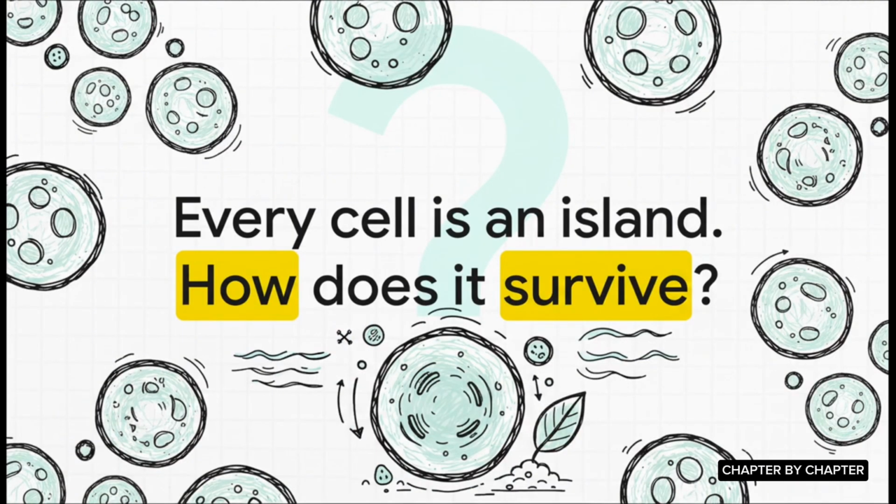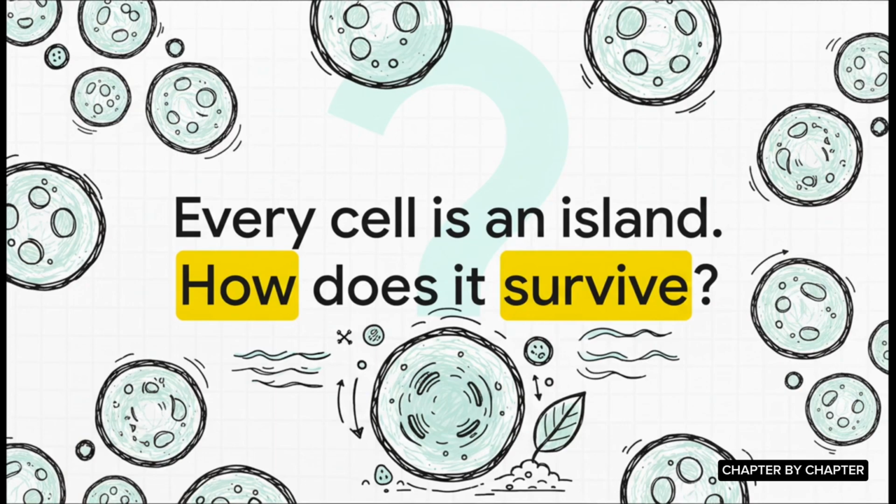Every cell in your body is basically its own little island. It's totally self-contained, floating in this huge ocean of, well, you. So to stay alive, it has to get supplies, things like nutrients and oxygen, and it has to get rid of its trash. But how? How does it control what comes in and what goes out?